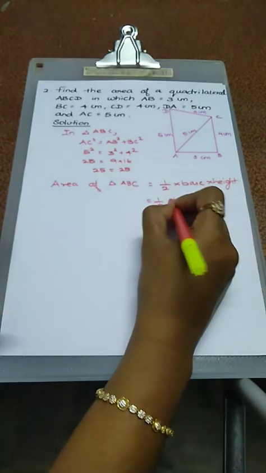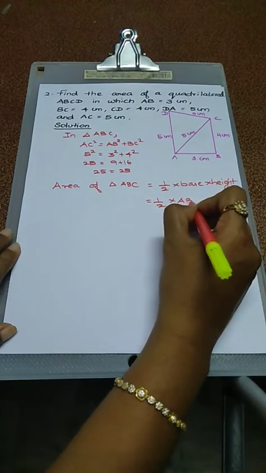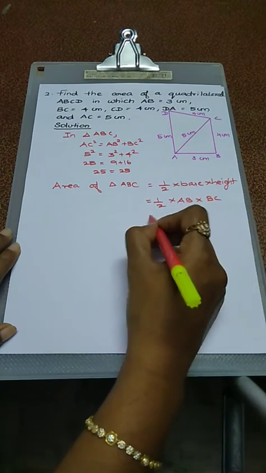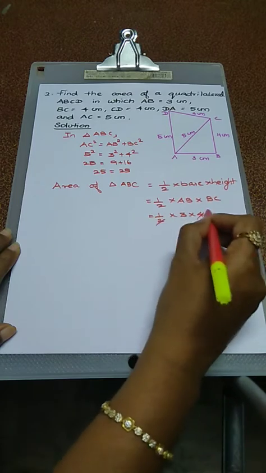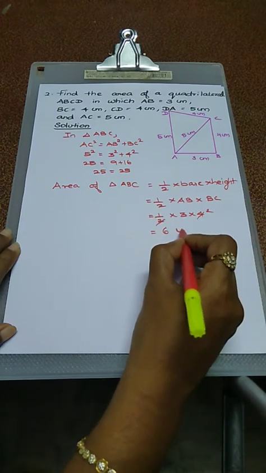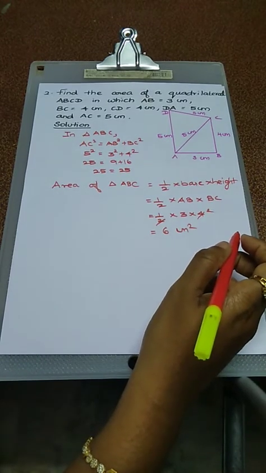Half into, what is the base value? That is AB. Height is actually BC. So apply the value, half into 3 into 4. Cancel the values. So 3 into 2, 6 centimeters square. So area of triangle ABC is 6 centimeters square.